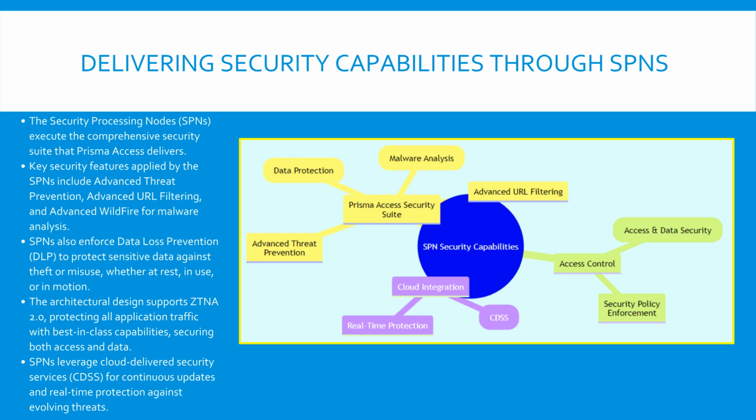This mind map summarizes the extensive security capabilities delivered and enforced by the security processing nodes. At the core is the Prisma Access Security Suite, which includes high-level services like advanced threat prevention, advanced URL filtering for web categorization, and advanced WildFire for deep malware analysis.